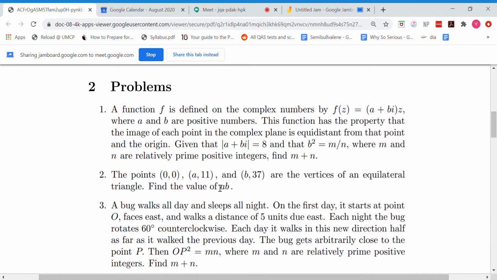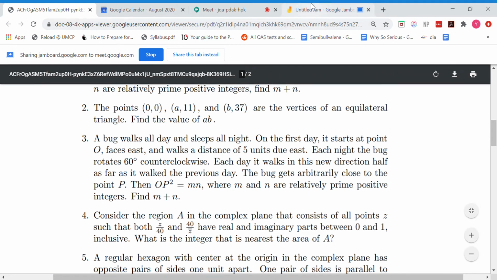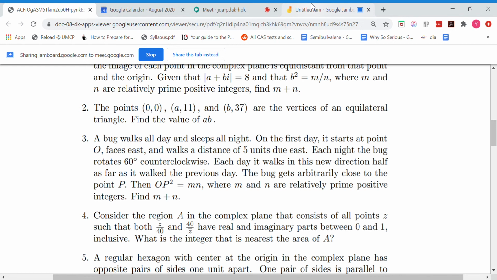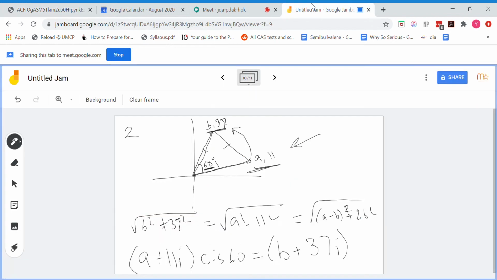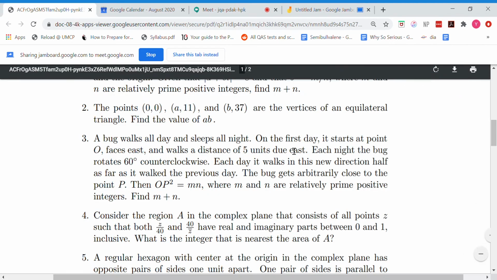And so let's see another example of this, which is number 3. A bug walks all day and sleeps all night. On the first day, it starts at point O, faces east, and walks a distance of 5 units due east. Each night, the bug rotates 60 degrees counterclockwise. So that in itself just tells you we're looking at complex geometry here. Each day, it walks in the new direction half as far as it walked the previous day. The bug gets arbitrarily close to point P. Basically, we're trying to find the location of the bug after infinite steps.